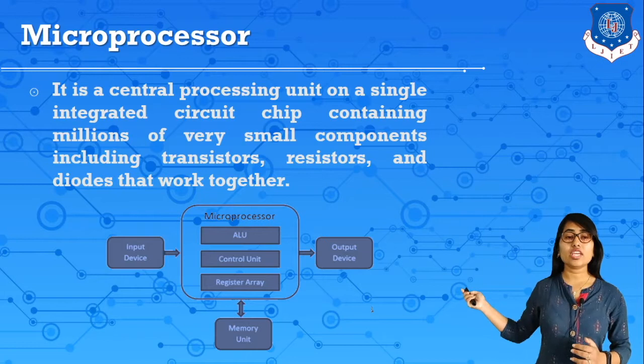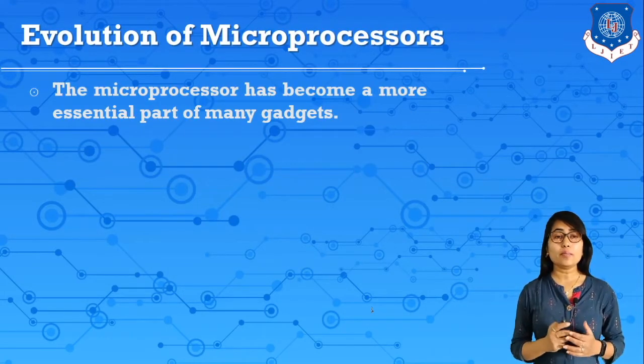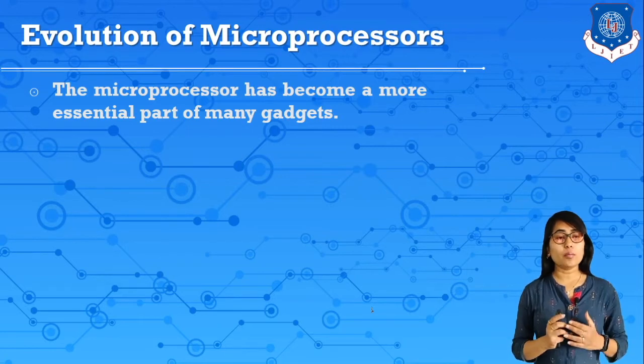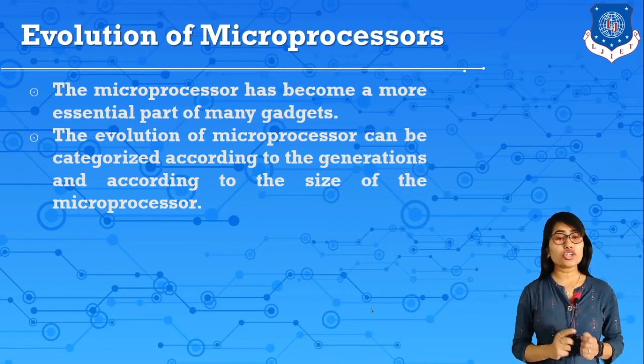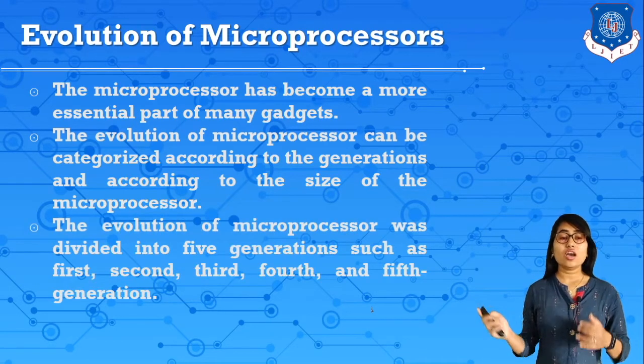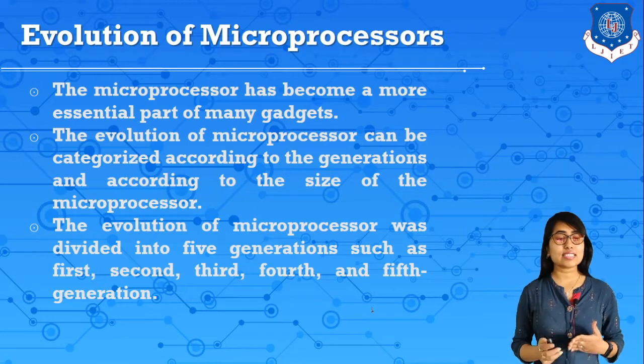Next we have the evolution of microprocessor. The microprocessor has become a more essential part of many gadgets. The evolution of microprocessor can be categorized according to the generation and according to the size of the microprocessor. This evolution of microprocessor was divided into 5 generations such as first, second, third, fourth and fifth generation. So let's discuss one by one.